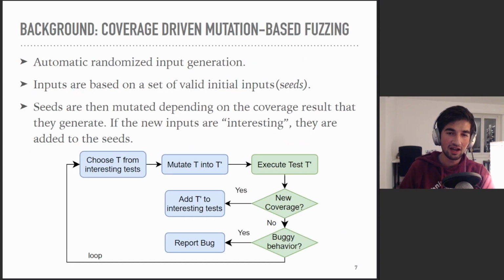So the specific type of fuzzing we use is called coverage-driven mutation-based fuzzing. This is based around mutating a set of initial inputs called seeds, depending on the coverage results they obtain after feeding them to the DUT. So the mutated inputs that generate a higher coverage percentage are added to the seeds as interesting inputs. And these are then used as a basis for further mutation. So the figure you see here gives an overview of the general fuzzing loop.